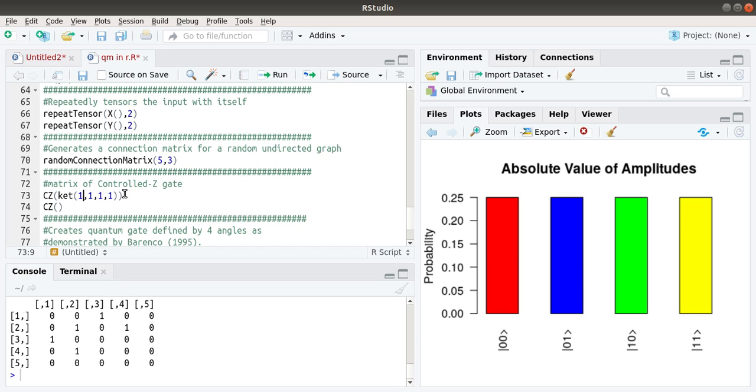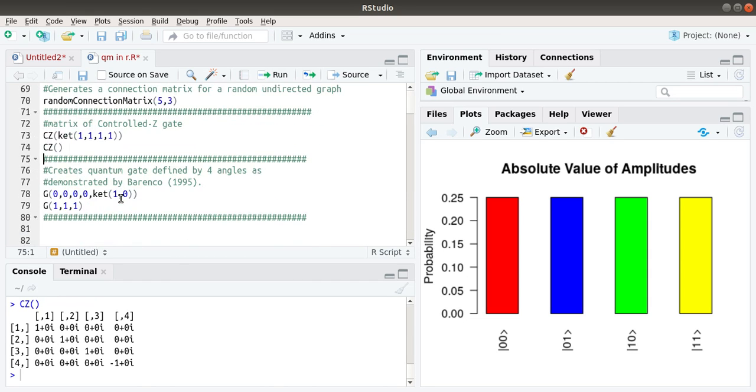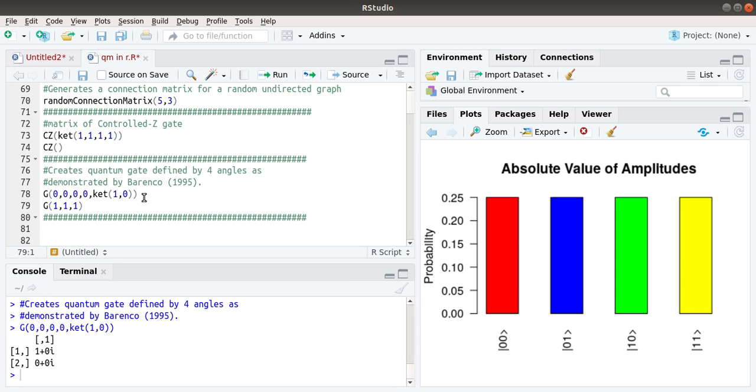And this is another controlled Z gate. It's a particular type of gate, and we are applying this get on this controlled Z gate. And so creates a quantum gate defined by 4 angles as demonstrated by Barenco 1995. This is what the G command actually means. It's a particular type of gate, and we are applying the get 1 0 onto that. We will get the result.